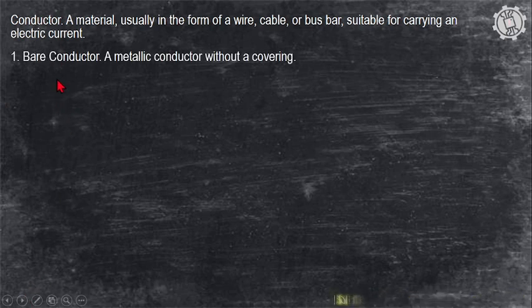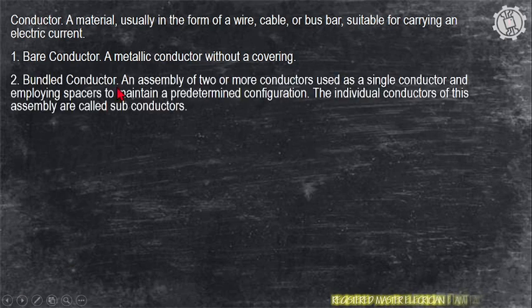Then we have bare conductor, a metallic conductor without covering. So yung ating bare conductor, wala yang cover. Isa naman is bundled conductor, an assembly of two or more conductors used as a single conductor and employing spacers to maintain a predetermined configuration. The individual conductors of this assembly are called subconductors.